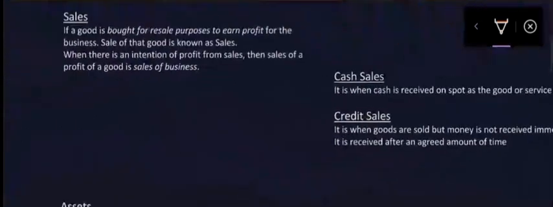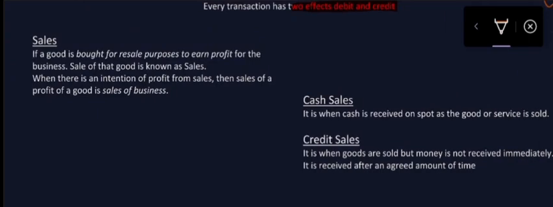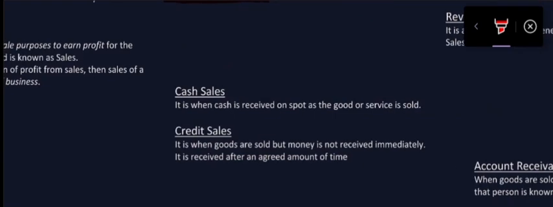Now moving on. What's the purpose of a business? It sells goods and services to earn a profit. In accounting terms, sales is when you purchase a good with the intention of earning profit and earn a profit on that sale. Such a transaction or exchange is known as sales of a business. There are two types of sales. Cash sales, where cash is paid on the spot when goods are exchanged. The second, credit sales, is when goods are sold but cash is paid at a later agreed date.